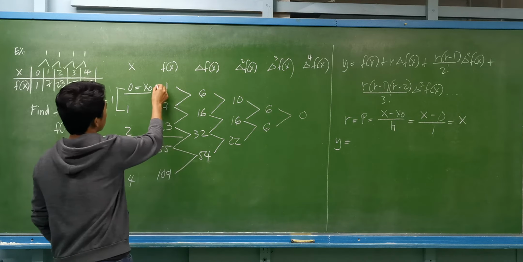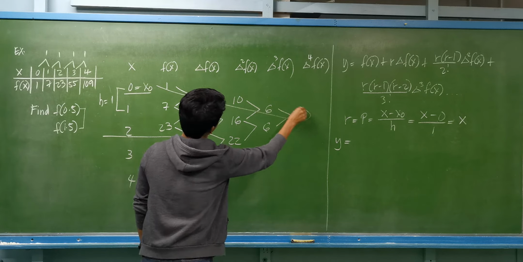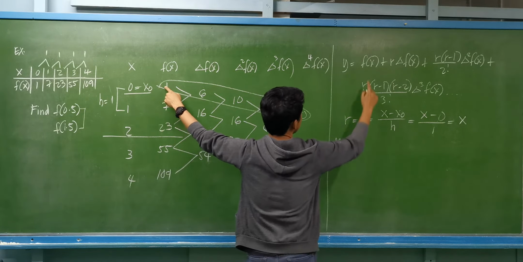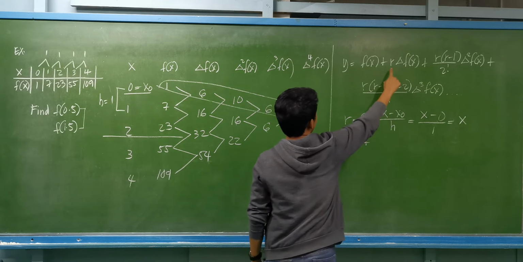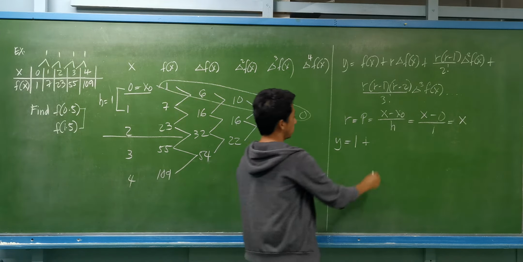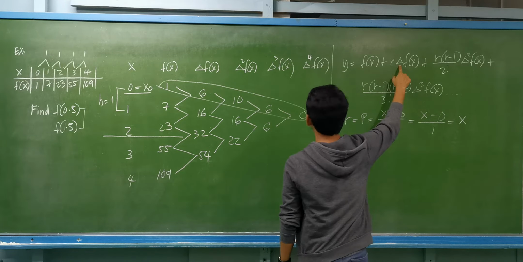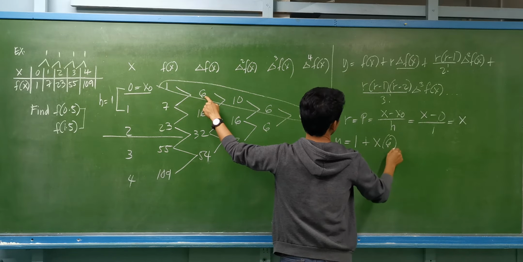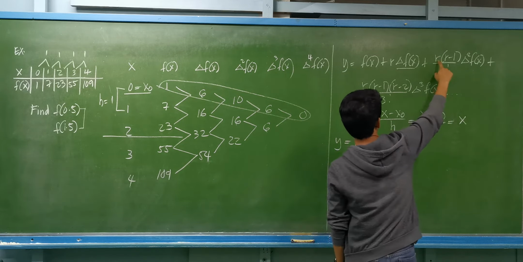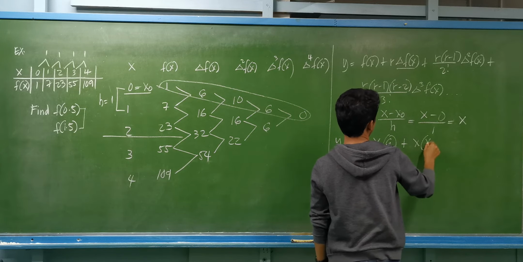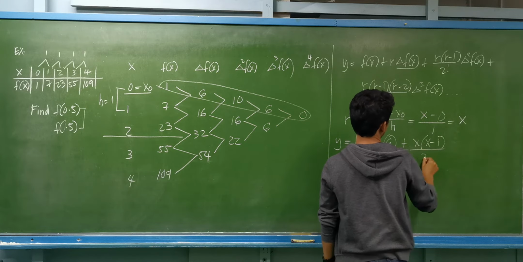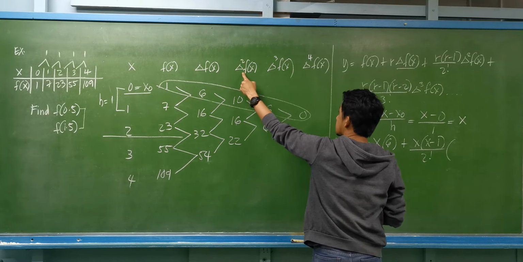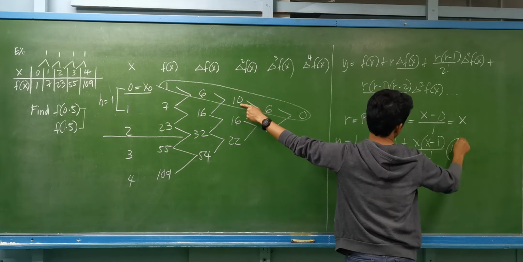For example, we are to take this set of values. So it's the same as 1 plus, what is the value of r? The value of r is the same as x. What is the value of the delta f of x? That is the same as 6. Plus, the next term is x multiplied by x minus 1 divided by 2 factorial multiplied by delta squared f of x. Delta squared f of x is 10.